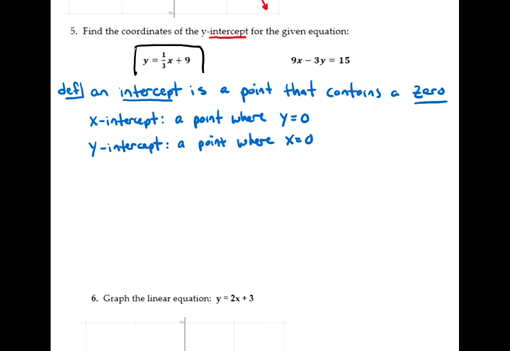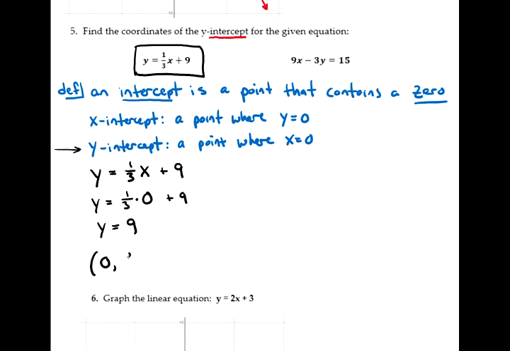Okay, so let's start with this one. Y is equal to 1/3 times x plus 9. And since we want the y-intercept, and this is a general rule that always works in any math class: to find the y-intercept, you let x equal 0. So if we plug in a 0 for x, we get y equals 1/3 times 0 plus 9. And 1/3 times 0, that's just 0. So we get y is equal to 9. So by definition, the y-intercept is a point where x is equal to 0. So the y-intercept would be the point 0, 9.